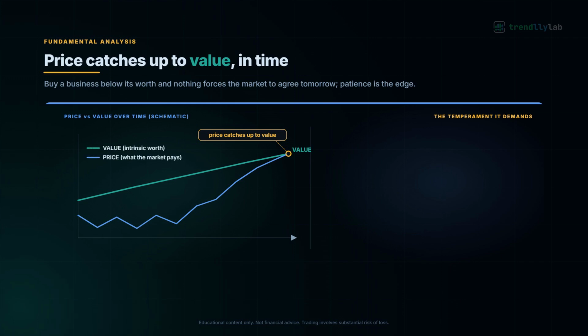Value is the intrinsic worth. Price is what the market pays. Along the bottom, the horizon. Months, running out into years. And this is illustrative, not real data, which demands four traits.